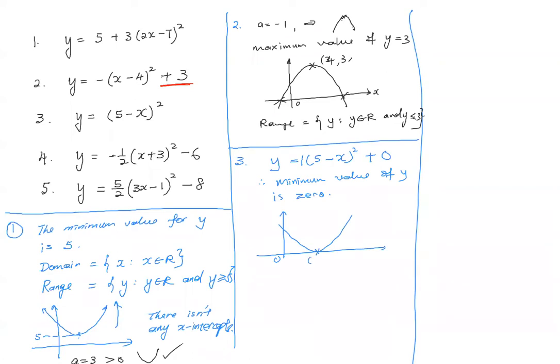Here is your 5, 0. Agree? Okay, so the range I'm not going to write. So how about number 4? After a few, you should be able to do, correct?